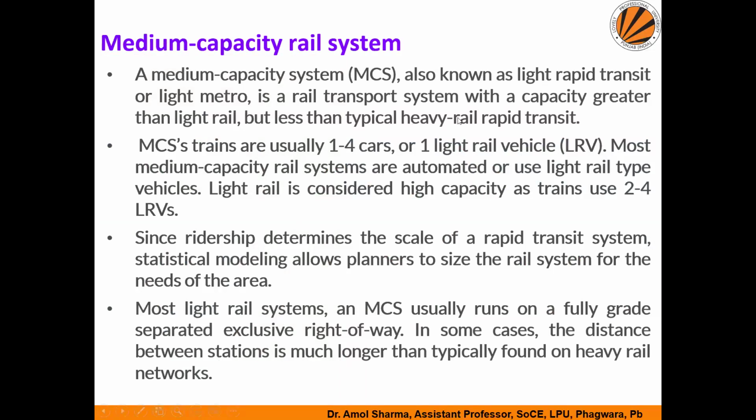So an MCS or medium capacity system is a light metro which operates on a rail but is less typical than a heavy rail transit system. These generally constitute 1 to 4 cars, whereas a metro constitutes around 12 to 16 cars or 12 to 16 bogies in other terms. And these use light rails to transport. An example of this kind of system can be seen in Gurgaon.